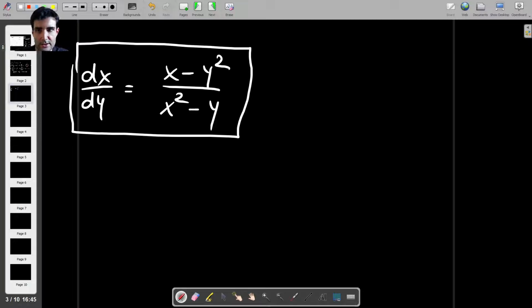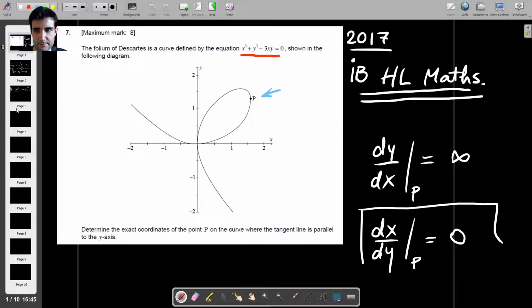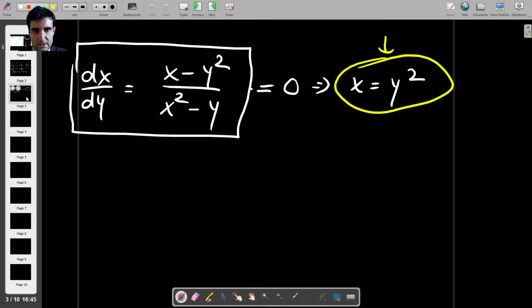So this is the derivative of x with respect to y. If we put the condition that this is equal to 0, it will give us that x will be equal to y squared. Knowing that x equals y squared is the condition for the derivative to cancel out, we will plug this into the equation of the curve. So instead of x, I'm going to write y squared.